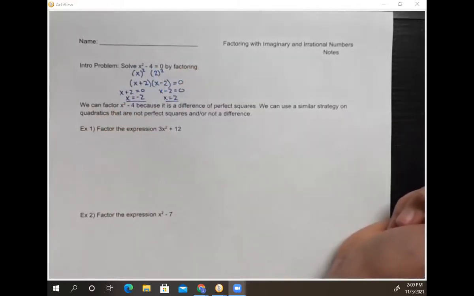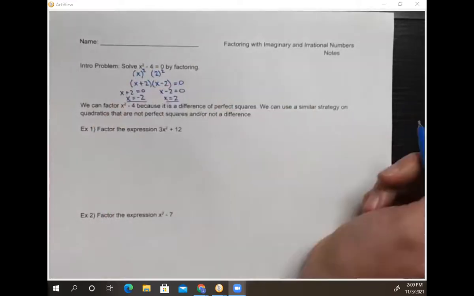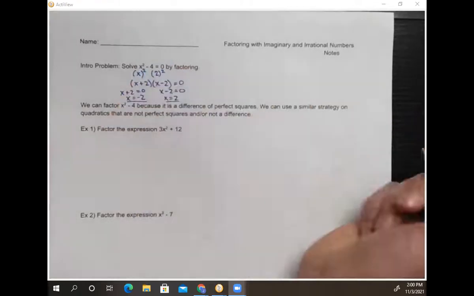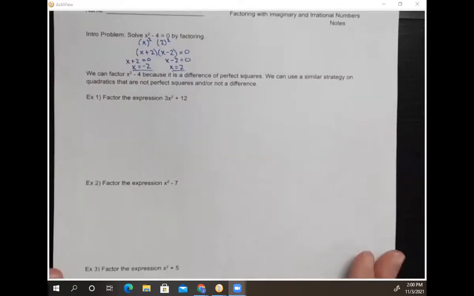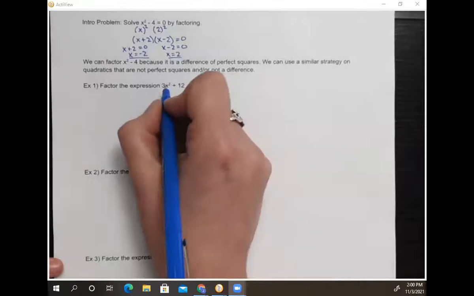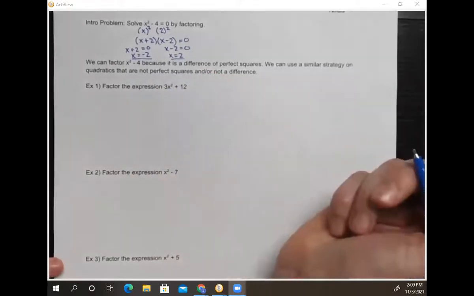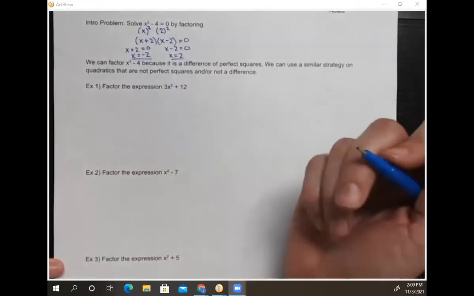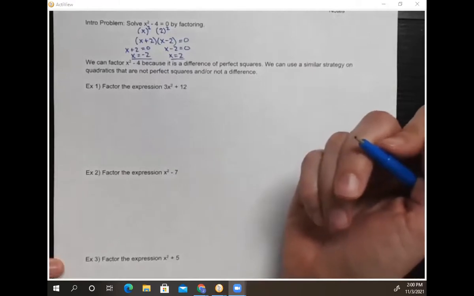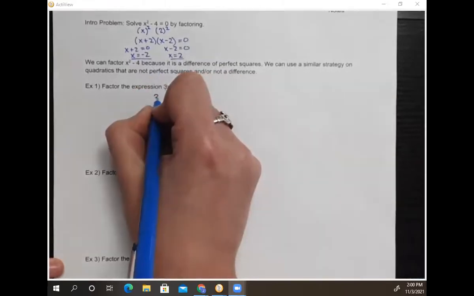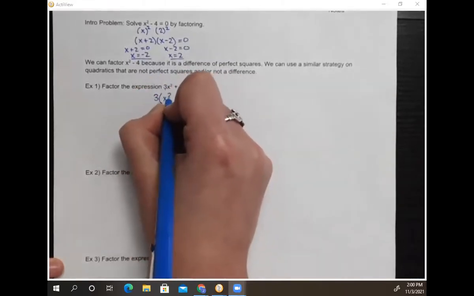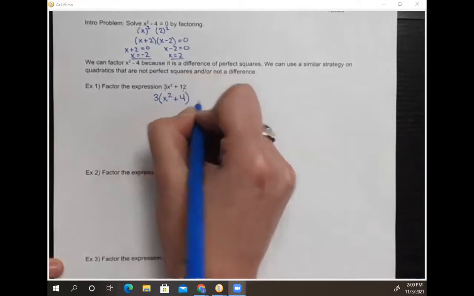So what we're going to look at today is how to continue to use this difference of squares pattern, even if I have something that's not a difference, so not subtraction, or not perfect squares. That's what we're going to look at for today. So for our first example, we want to factor this expression. I'm going to start factoring the way I would factor any other problem, which is look for a GCF, a greatest common factor. I have a GCF here of 3, so I'm going to go ahead and pull that out. So that would leave me with x squared plus 4.